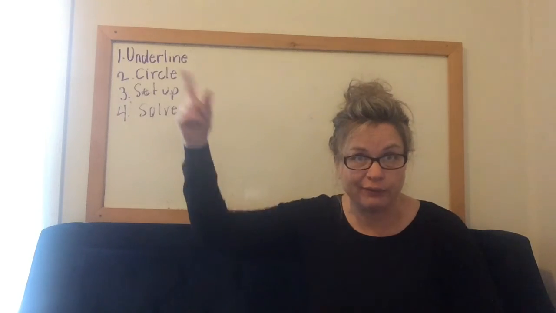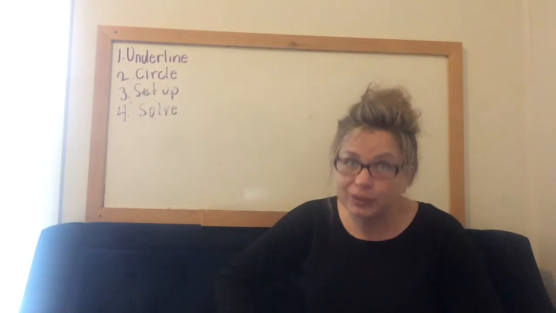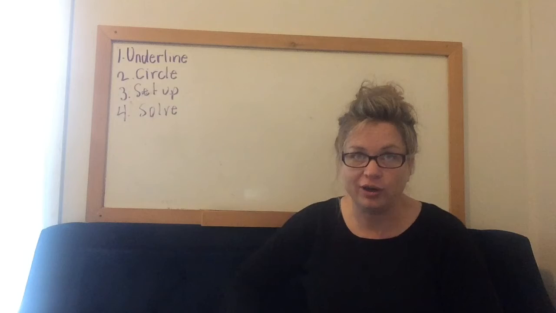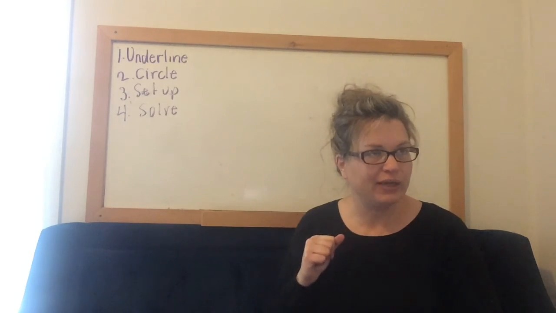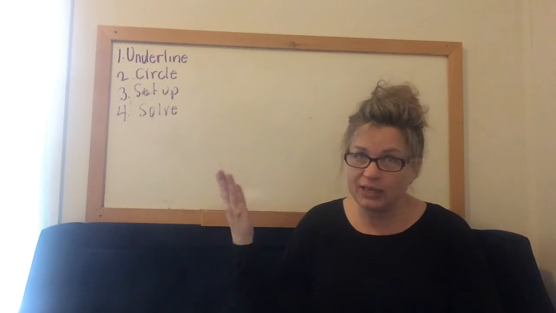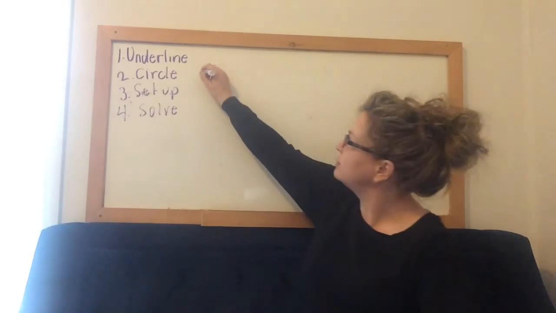So let's get back to Mike having deer. Did you underline the question? How many deer does he have in all? Next up, let's circle that important information. I'm looking at 4 and I'm looking at 3. Those are the 2 things that he has.